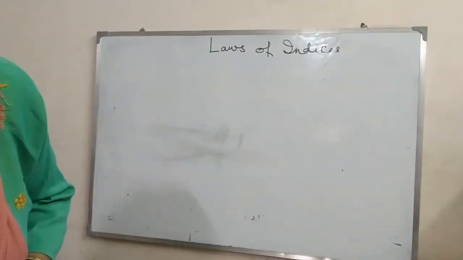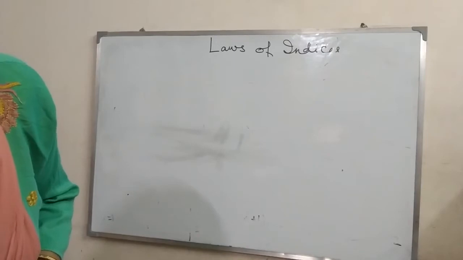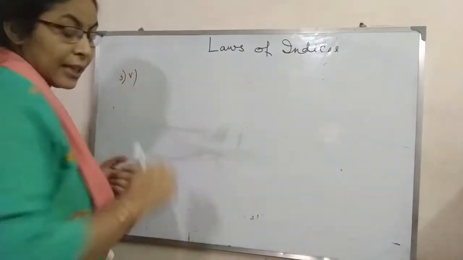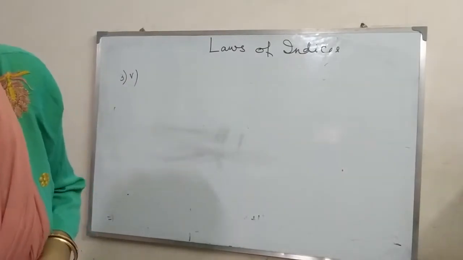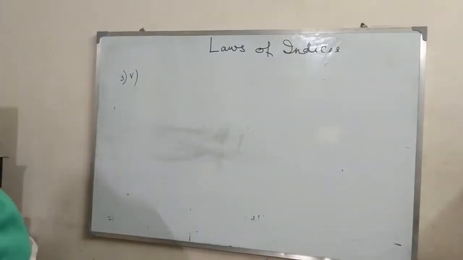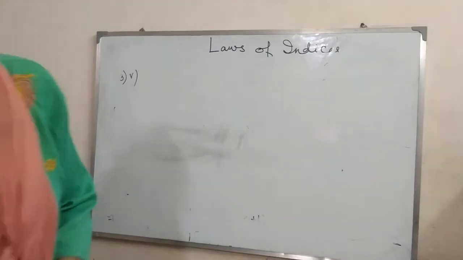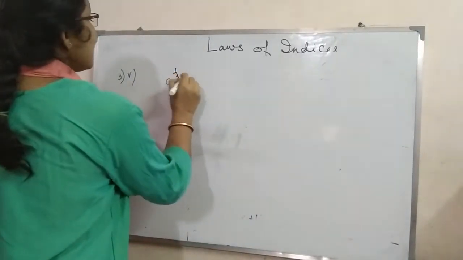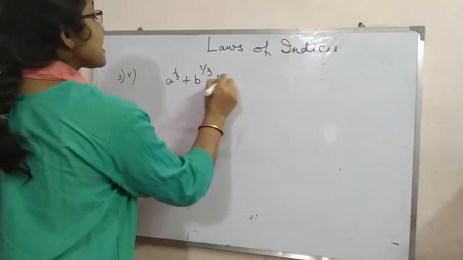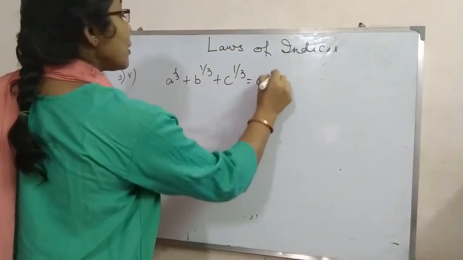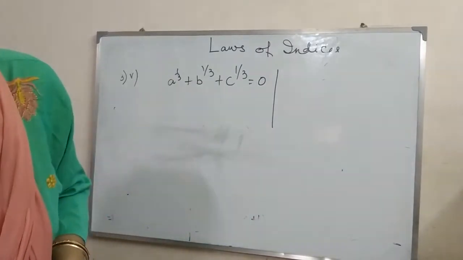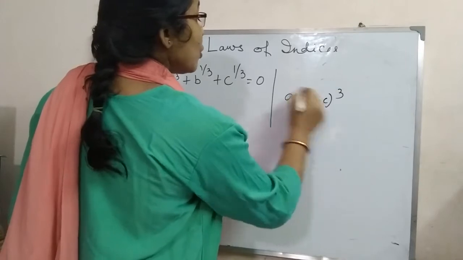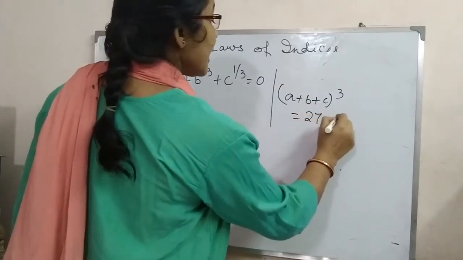Once again, sum number 5. Here it is given: if a to the power 1/3 plus b to the power 1/3 plus c to the power 1/3 equals 0, I have to prove (a plus b plus c) whole cube equals 27abc.